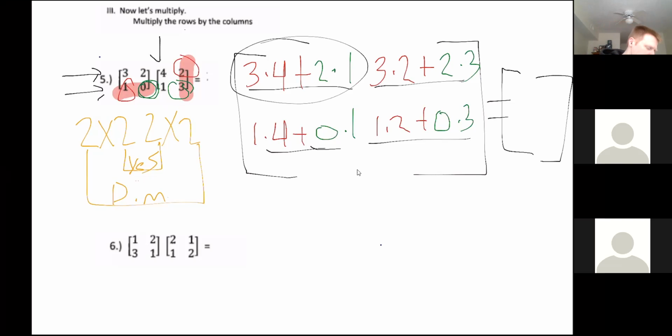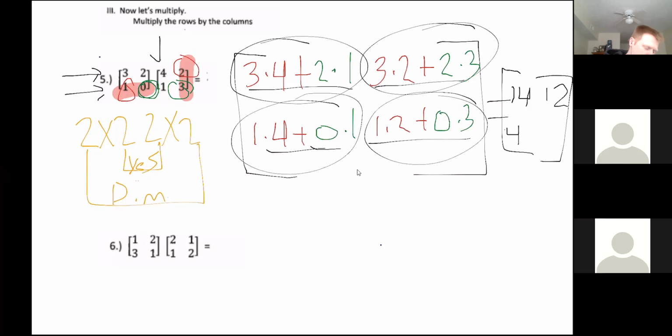So 3 times 4 is 12, plus 2 times 1 would be 2. That would be 14. Then we're going to plug this piece into our calculator or work it out in our head, whatever's easiest for you. 3 times 2 is 6, plus 2 times 3 would also be 6, so add those together, you get 12. We would figure out what this piece equals. Well, 1 times 4 is 4, 0 times 1 is just 0, so that would be 4. And we're going to plug this last piece into our calculator or work it out in our head. 1 times 2 plus 0 times 3 would be 2.